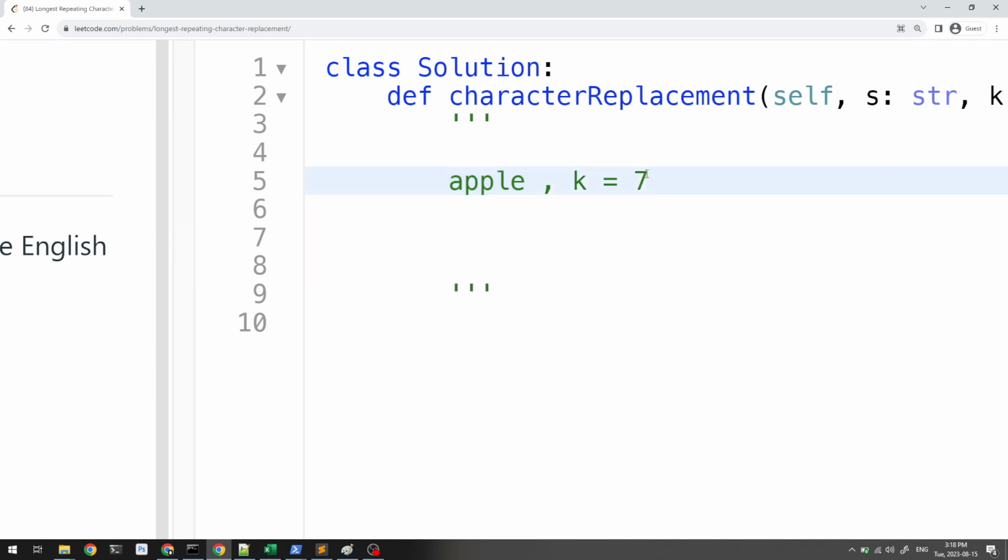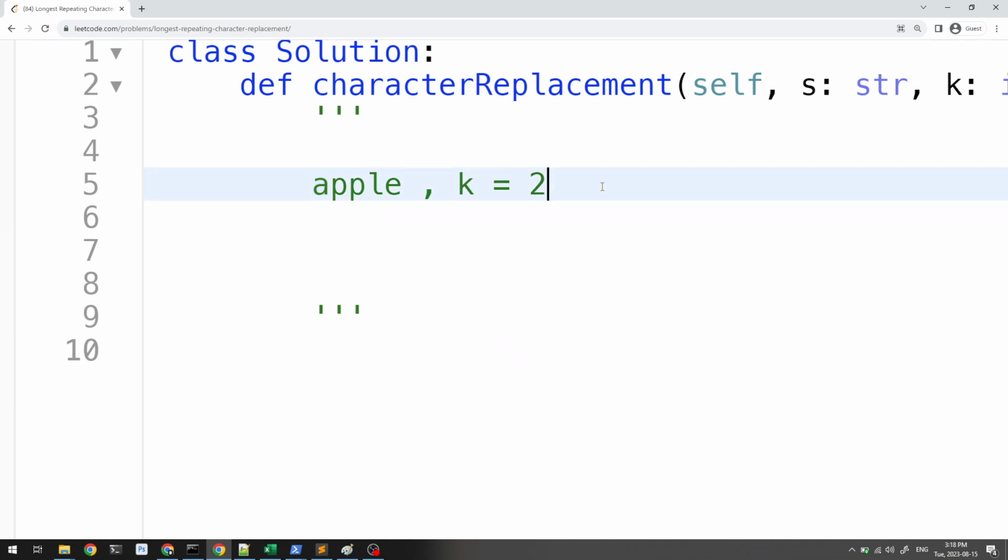So maybe let's consider something smaller. Maybe we'll consider k equals 2. And you can see here that P and then P here will give us a length of 4, which turns out to be the best solution. But how can we think about how to do this?